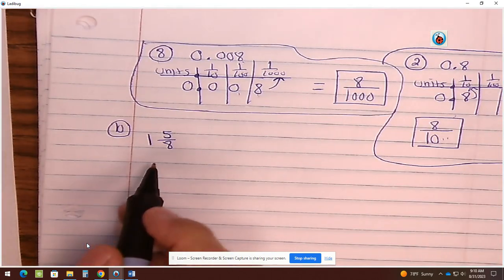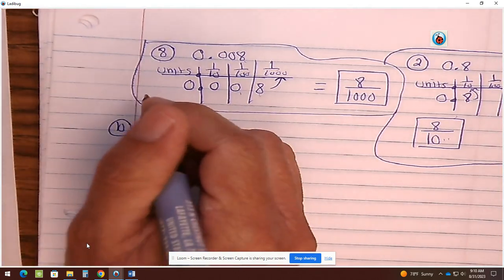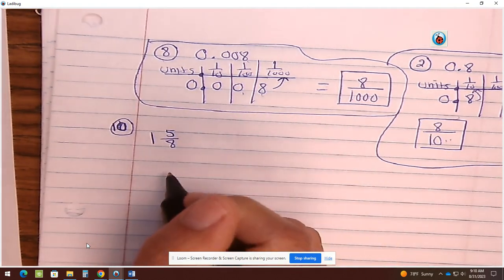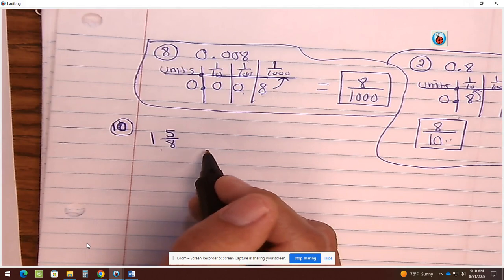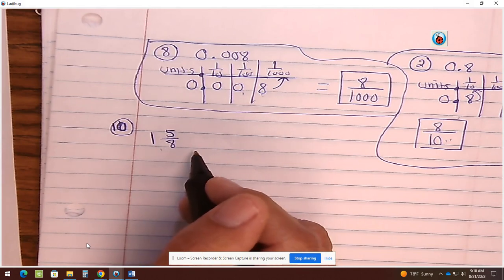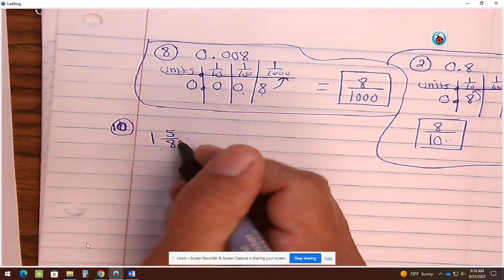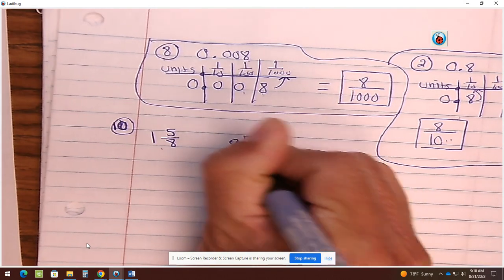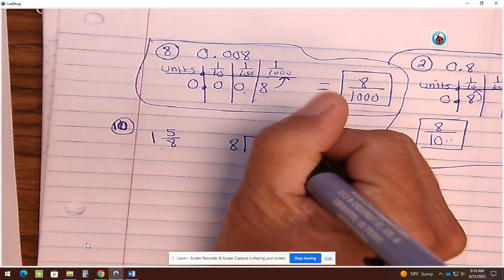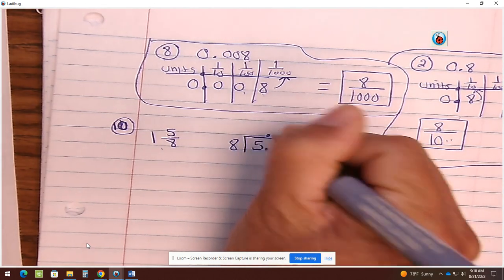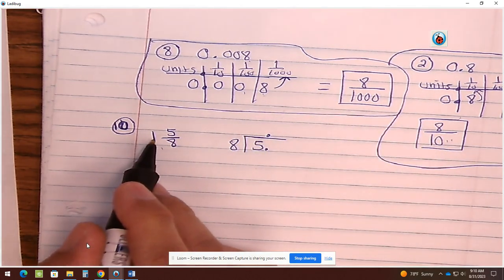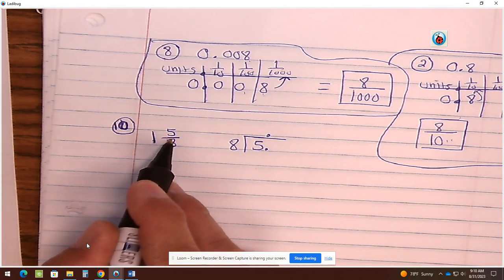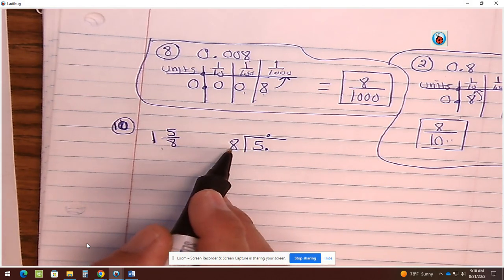So this one is a mixed number. This is again number 10. And to go from mixed number to decimal or from fraction to decimal, we divide bottom out. So I'm going to go ahead and do 5 divided by 8. So you see that 1, we don't worry about him right now. He's already a unit. We worry about the fractional part, 5 divided by 8, and we're ready to go.